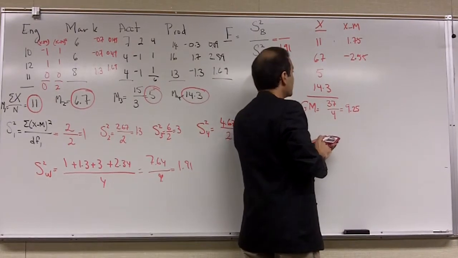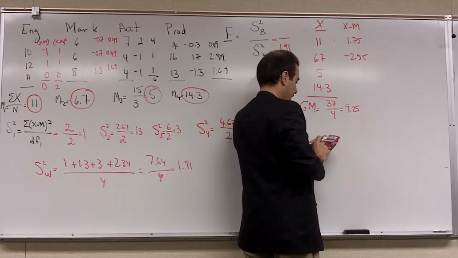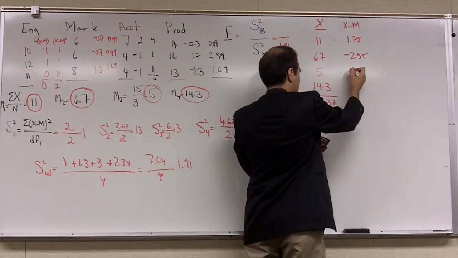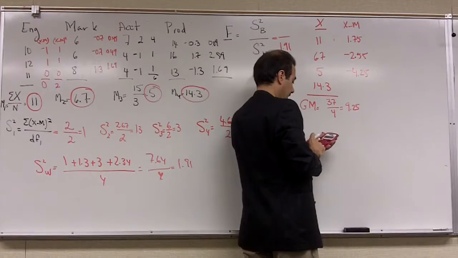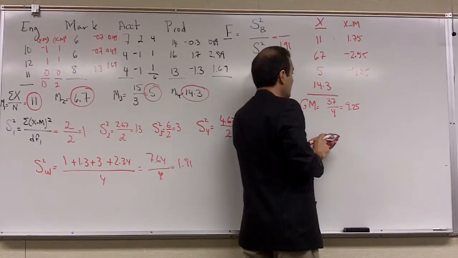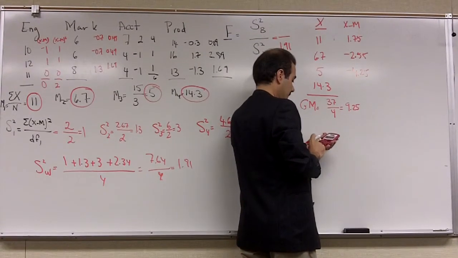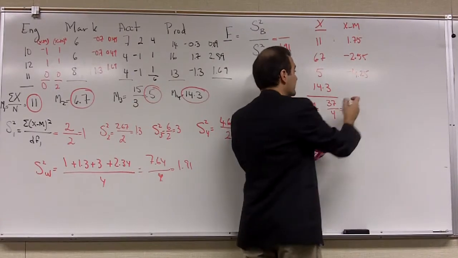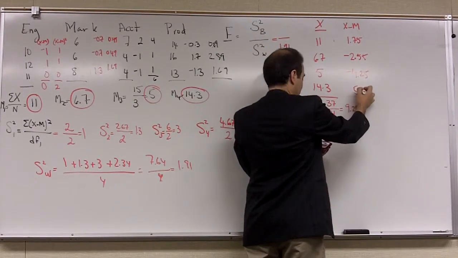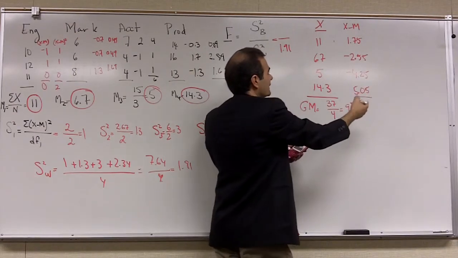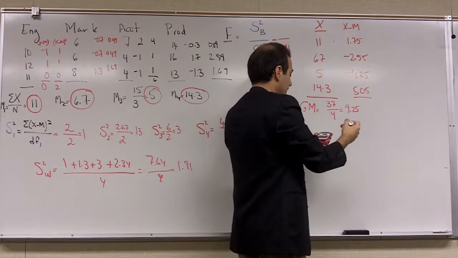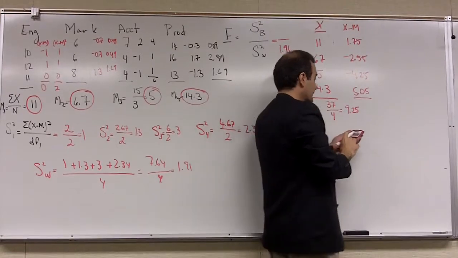Five minus 9.25 gives us minus 4.25, and then 14.3 minus 9.25 gives us 5.05. And this should sum up to 0, does it? Yes, approximately 0. And now we square these guys.